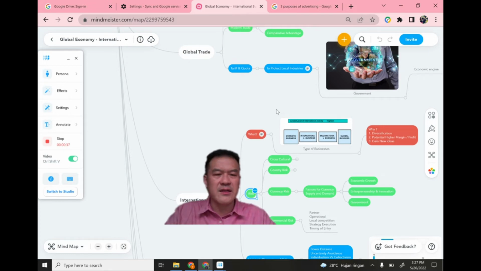And then why are companies doing international business? Because there's a need for diversification. There's a need to look for potentially higher margin or profit. And also there's a need to gain new ideas from other countries.